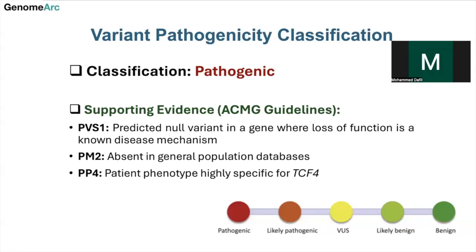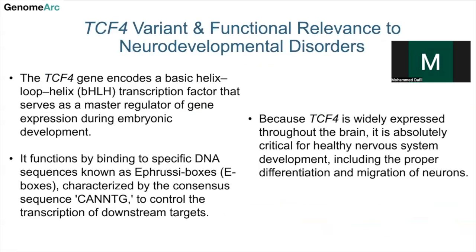For example, we have an additional 3 cases that have been reported for this variant. All those 3 cases have a similar kind of phenotype. So the classification of pathogenic makes sense. And the gene relevance for this particular patient and for neurodevelopmental disorder is very important.